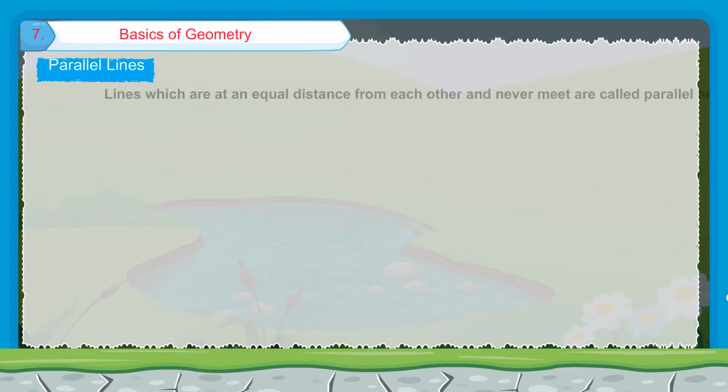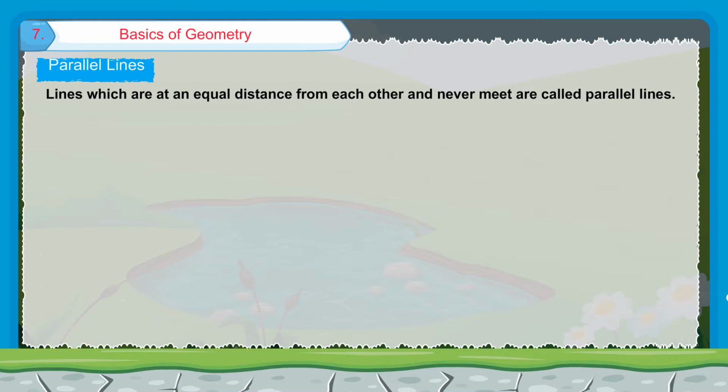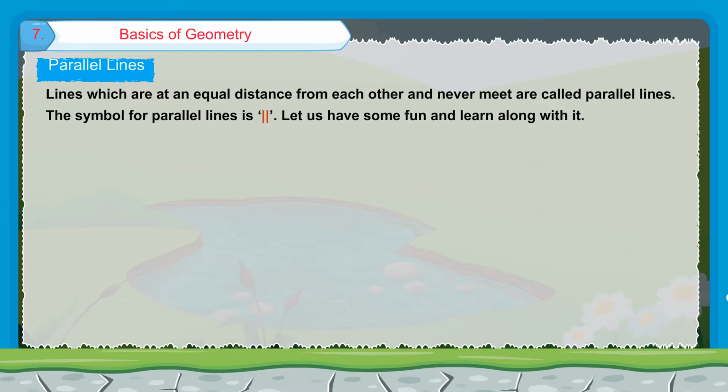Parallel lines. Lines which are at an equal distance from each other and never meet are called parallel lines. The symbol for parallel lines is ∥. Let us have some fun and learn along with it.